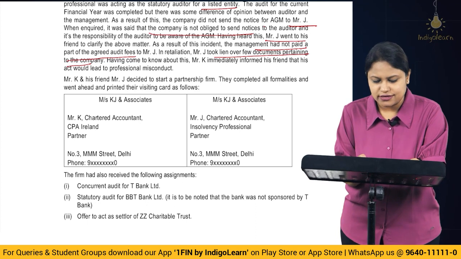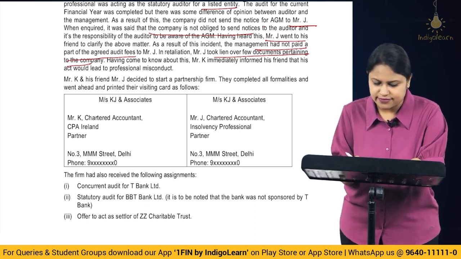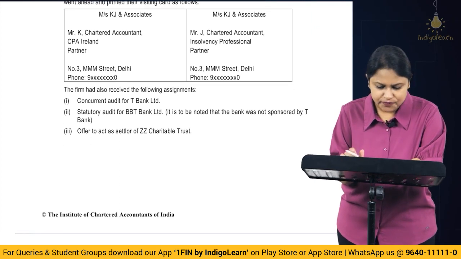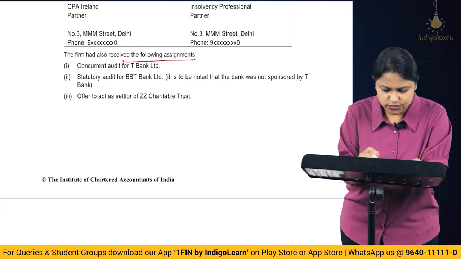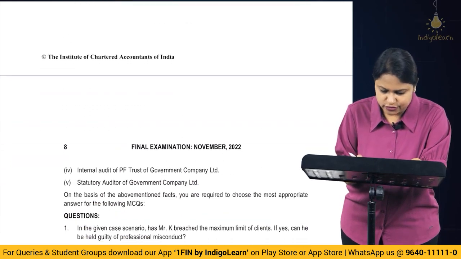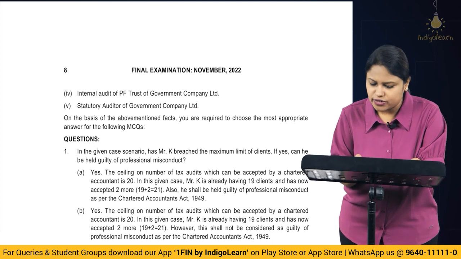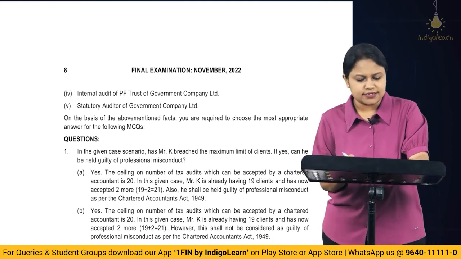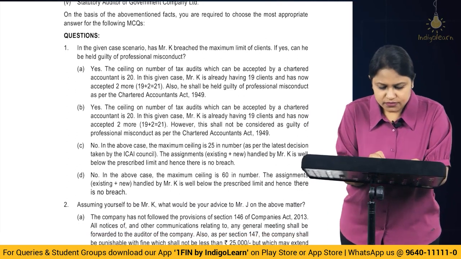Mr. K and his friend Mr. J decided to start a partnership firm. They completed all the formalities and went ahead and printed the visiting card. So this is what the visiting card looked like. They also had the following assignments. There are a number of other assignments which are pending to them, that is, they are offered. So on the basis of the aforementioned facts, you are required to choose the most appropriate answer from the following MCQs. Alright, so let us take the first one.